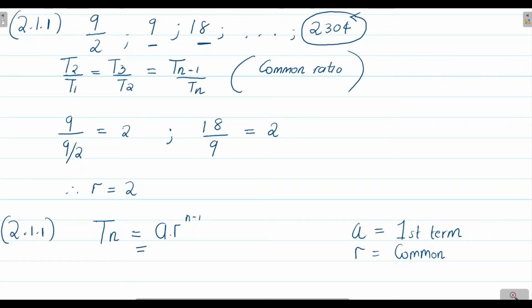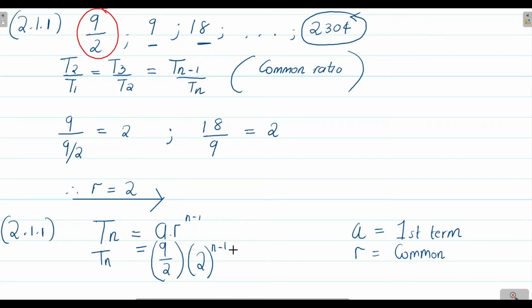So what is our a? We know that our a is our first term, so this is the first term of our geometric sequence. Our first term is 9/2 multiplied by, what is our r? We just found that our r is equal to 2. So we substitute that in, to the power of n-1. So this is the formula for the nth term of our geometric sequence.